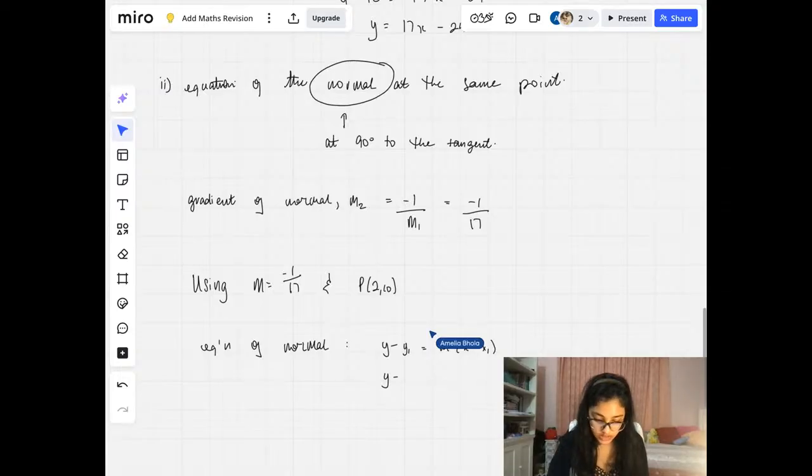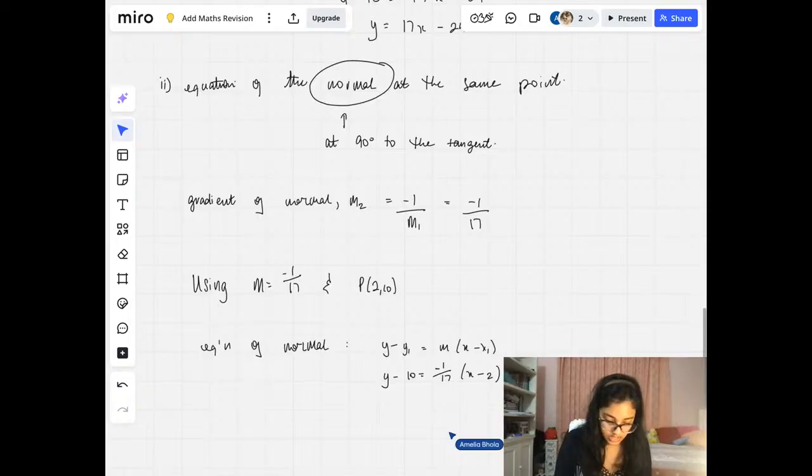y minus y1 is equal to m times x minus x1. And personally, I think I said this in my last stream, I don't like working with fractions because it just looks kind of tacky. And CSEC actually accepts the format where it's all whole numbers. So I'm going to multiply this entire thing by 17.